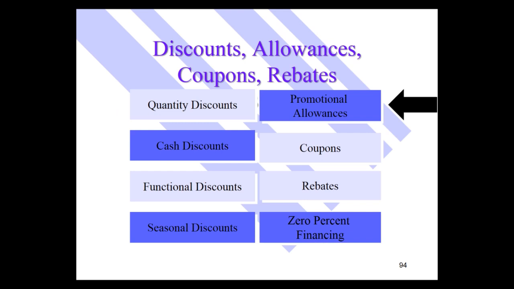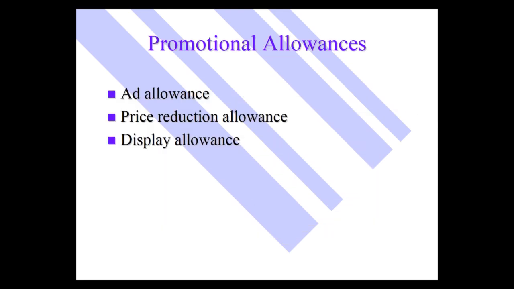Promotional allowances are for doing specific promotion components. These would be things like ad allowances for including in your ad, or a price reduction allowance for a TPR, a temporary price reduction, or perhaps a display allowance for putting up a secondary display of something.